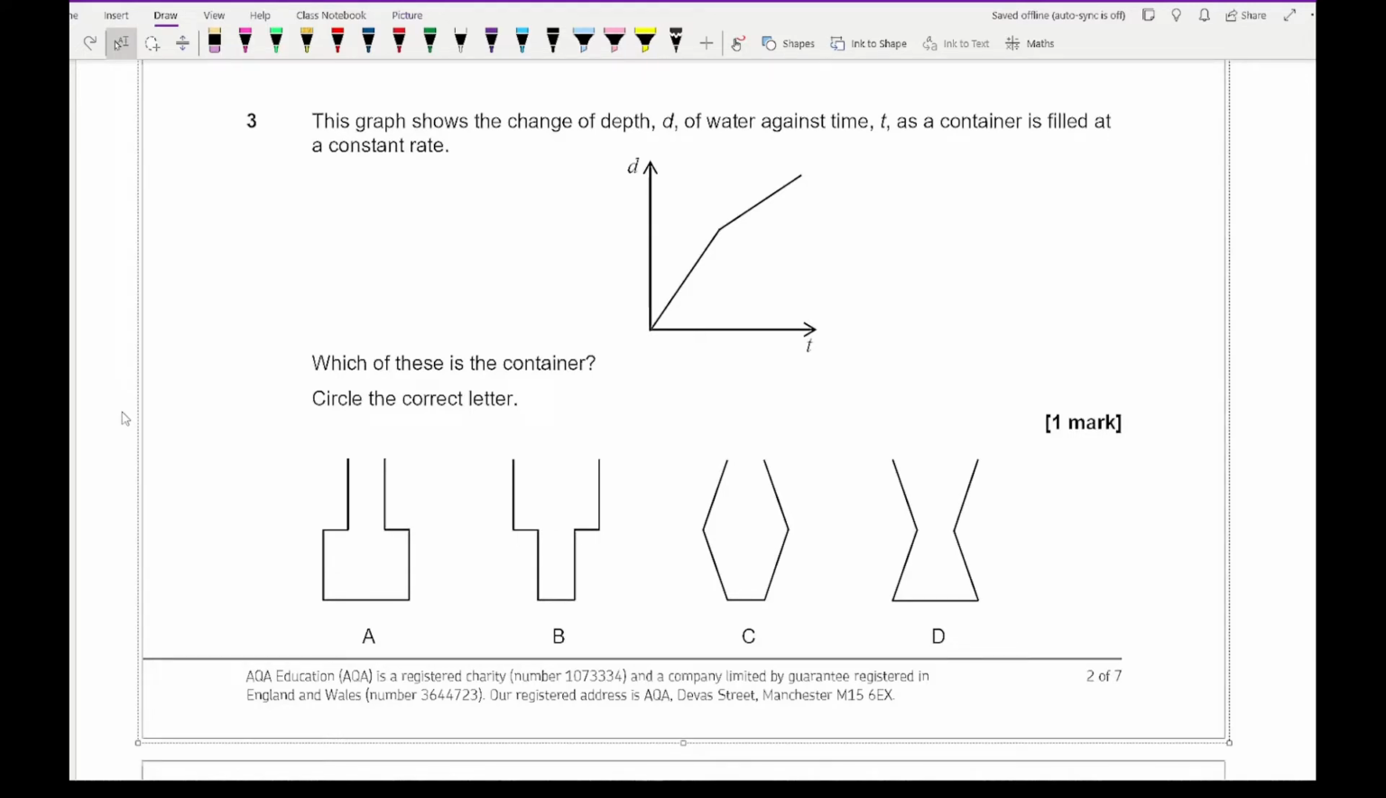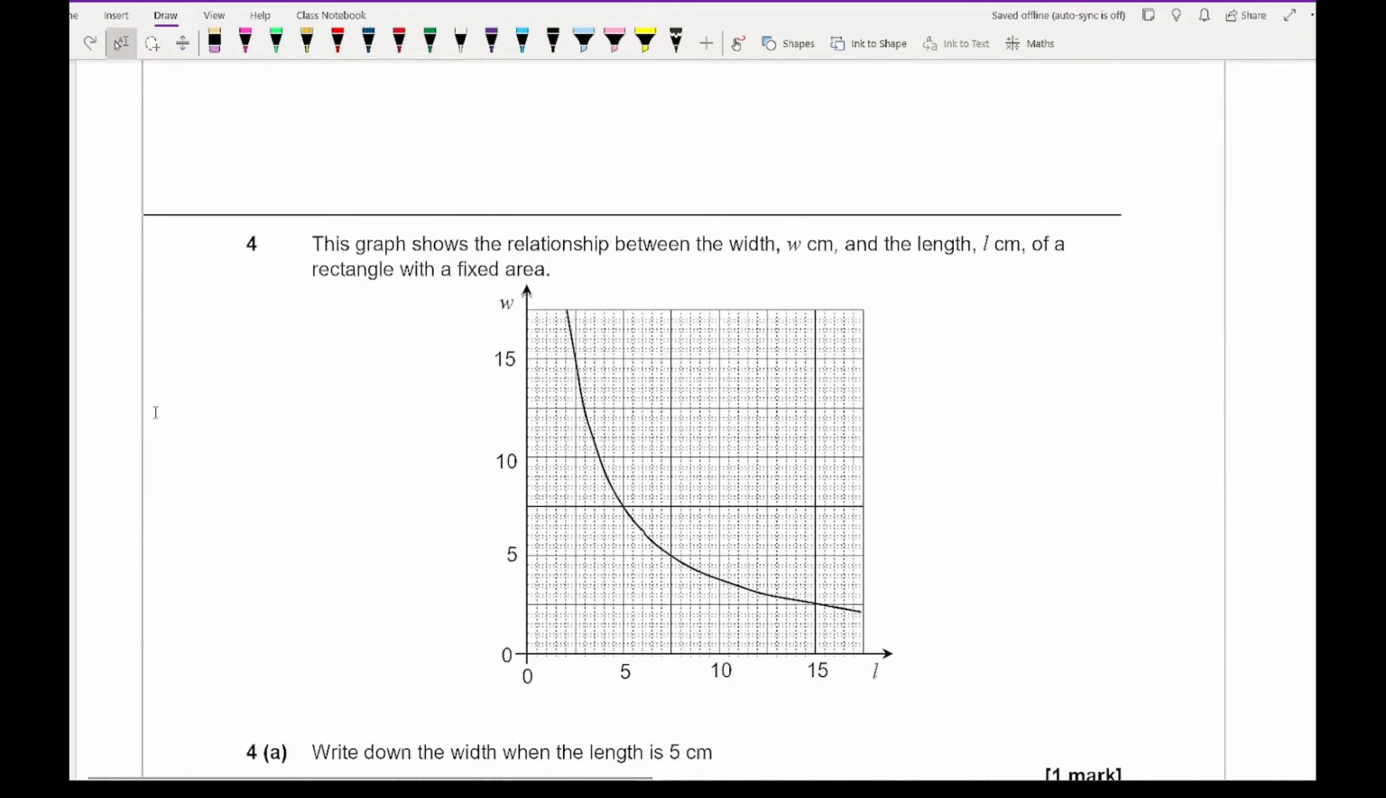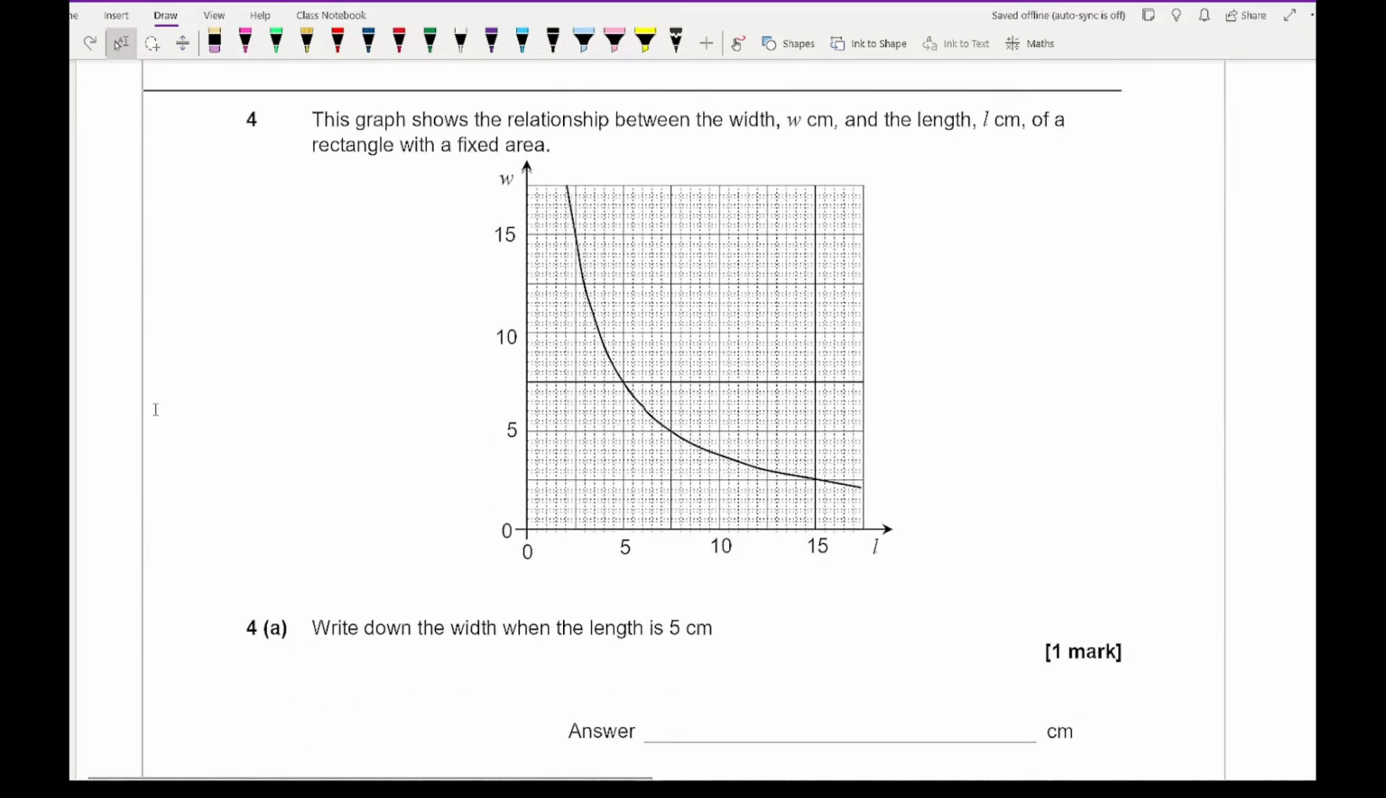So as you can see, we start with a steady rate and then all of a sudden it slows down. So which of these has 2 stages where it starts at a steady rate and then all of a sudden it goes a bit slower, and that's going to be option B. Moving on to question 4, it says that this graph shows the relationship between the width W and the length L of a rectangle with a fixed area. Write down the width when the length is 5.